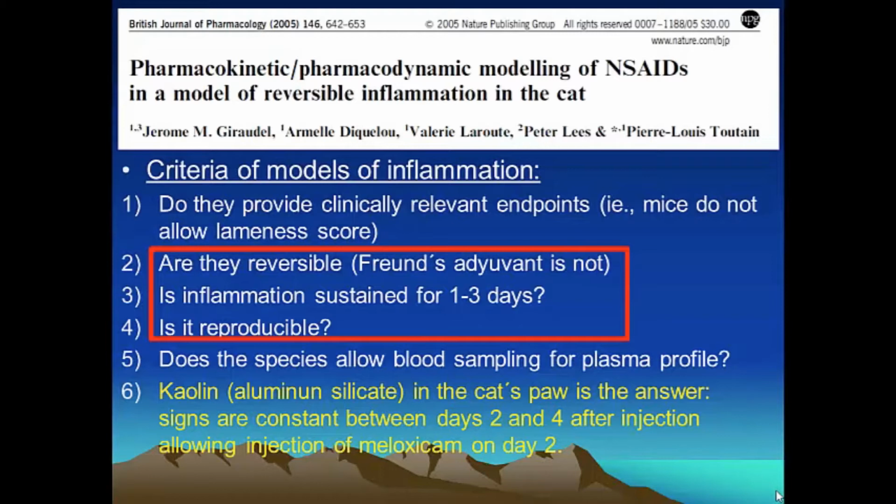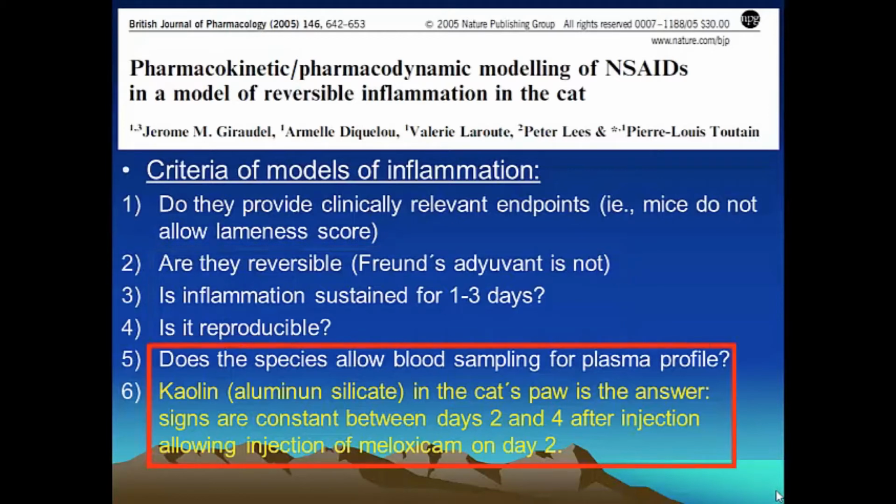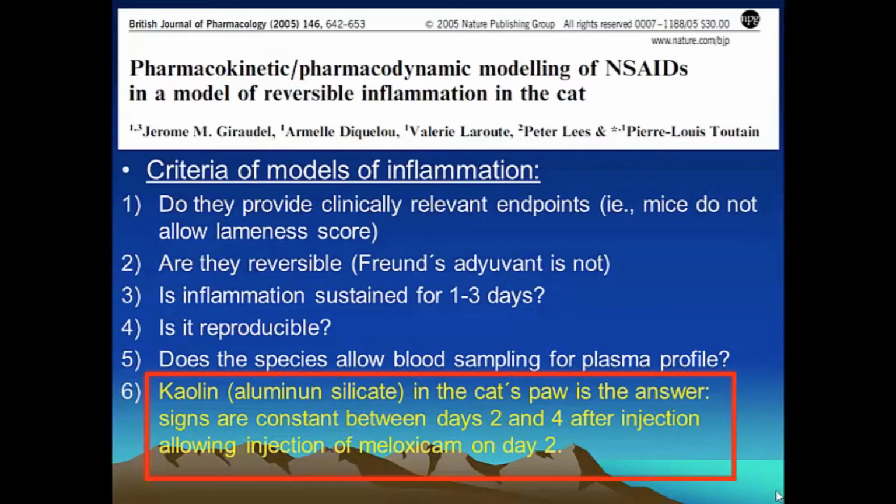Obviously, they need to be reproducible, and the species should allow for blood sampling so that you can draw plasma profiles of the drug, and that way relate the effects with the concentration of the drug in the body. And actually, they found the perfect model in a substance called kaolin.